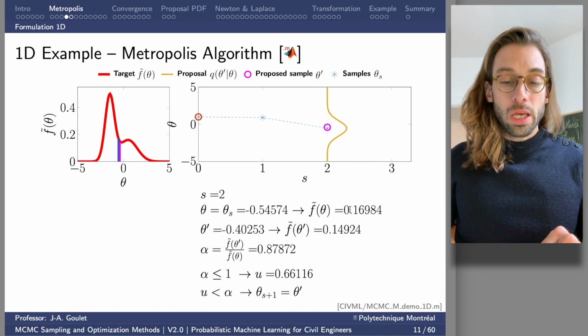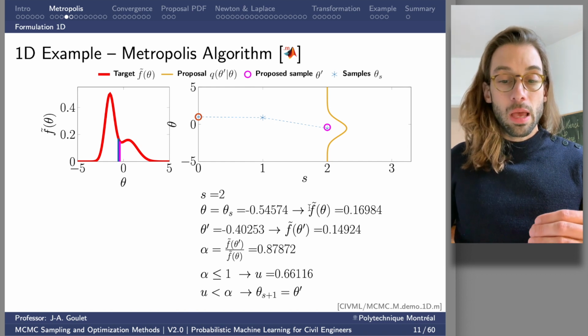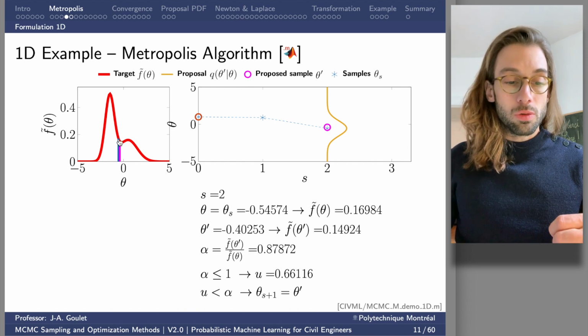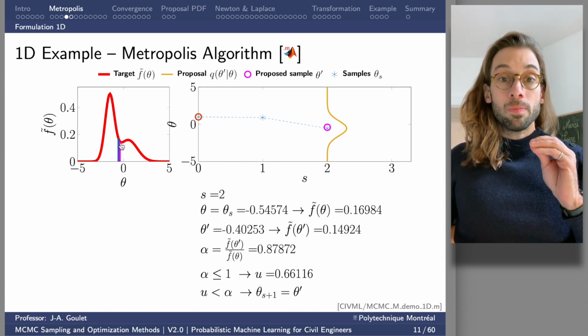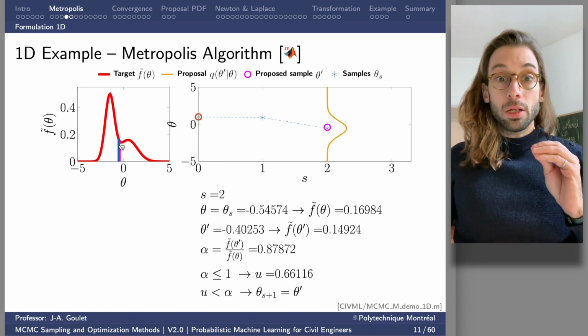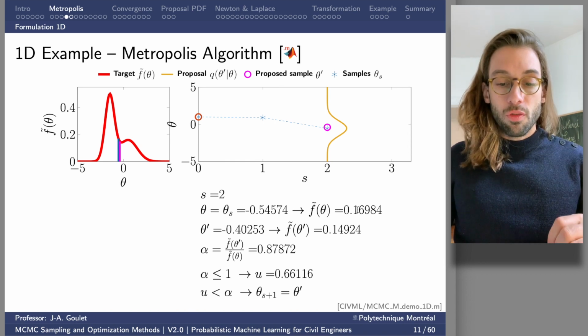I propose a new location. So now notice my current location was here, and my new location is located a little bit below. So if my target is a little bit below, like this, I go from 0.17 to 0.15.